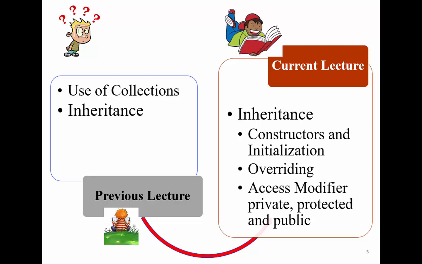And also we will revisit the access modifiers. But now we will view these access modifiers from the point of view of inheritance, and how inheritance affects them. When we say private, what do we mean by private from the point of view of inheritance, or protected, or public?